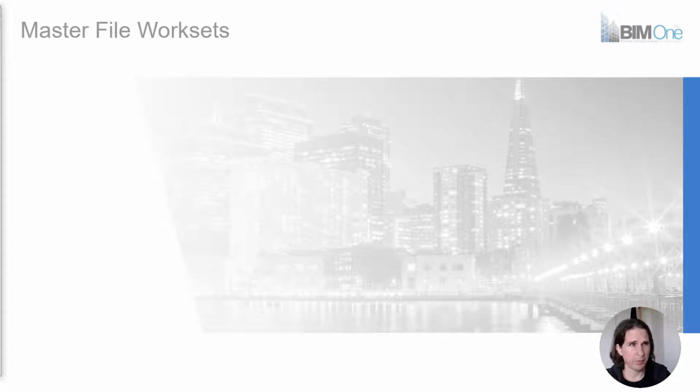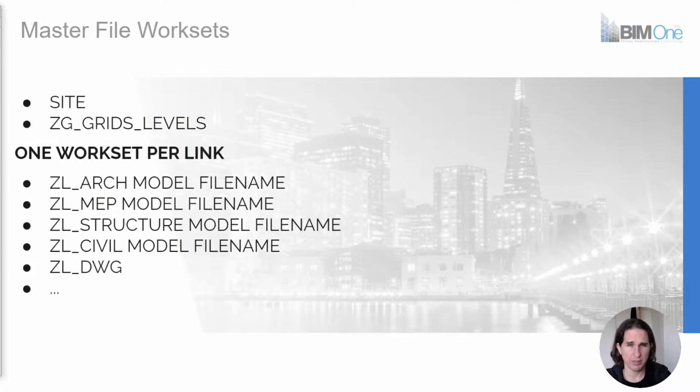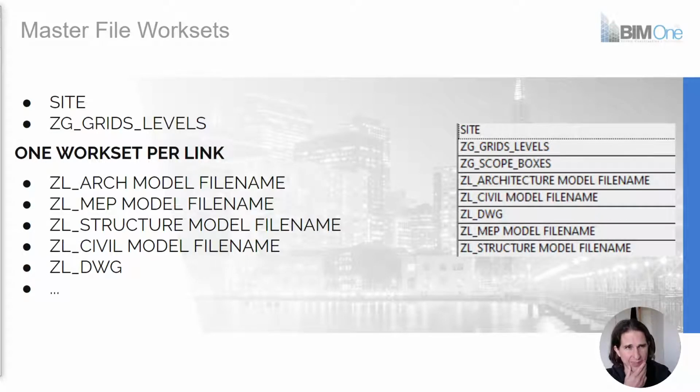Then you will have to use the workset option and set that up properly. So have a workset for the site that contains the property line, for example, and possibly the site itself, if not modeled in a separate file. You would also have a grids and levels workset to be able to control them.